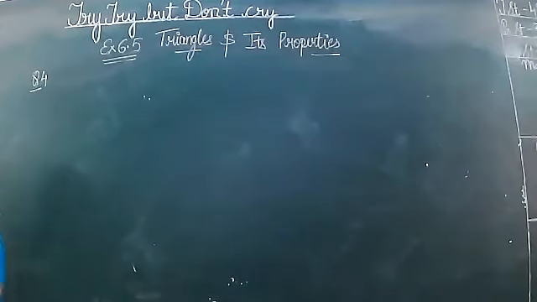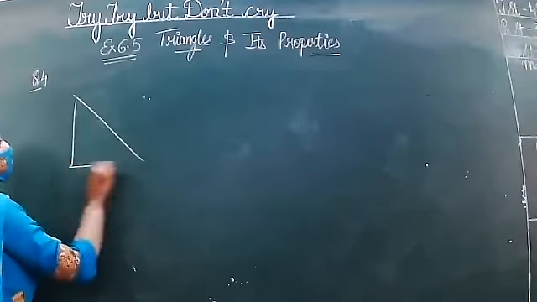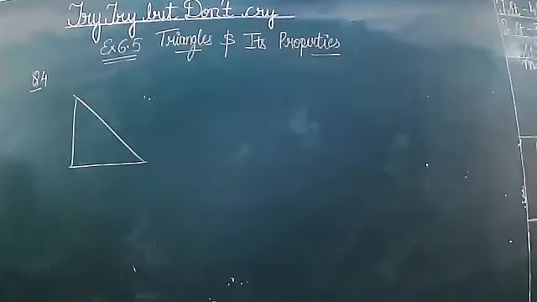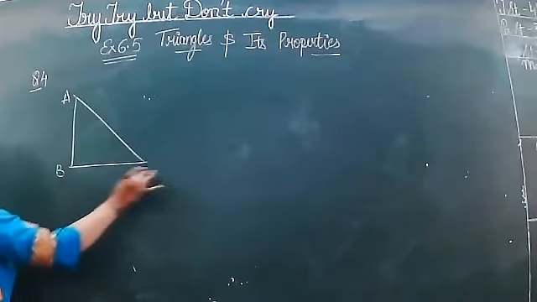We have discussed the right angle triangle. I am explaining it again. Listen to me. I am just explaining it for you. Don't write side by side. ABC is a right angle triangle.